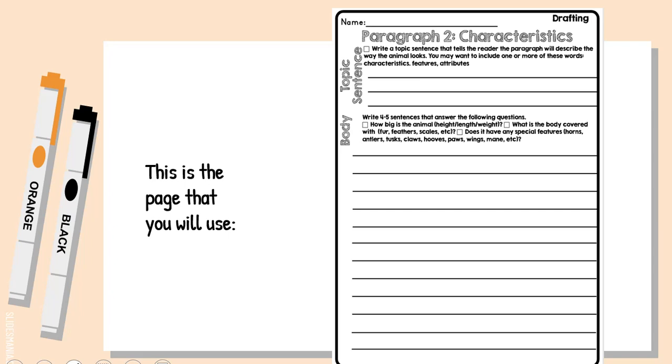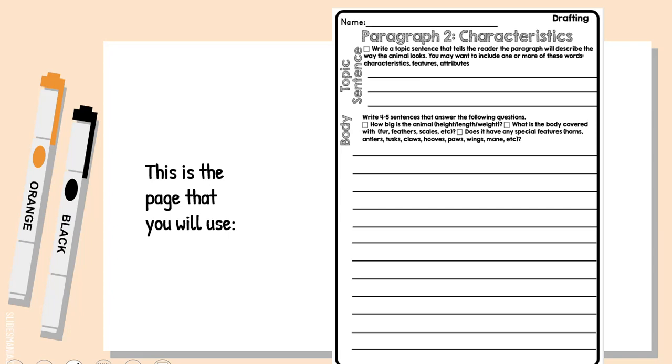So we are starting off. You need to have one topic sentence, and we've talked about topic sentences before when we did information writing. And the topic sentence tells the reader the paragraph will describe the way the animal looks. So you need to think of a good sentence, just one, that describes the way the animals look, okay?